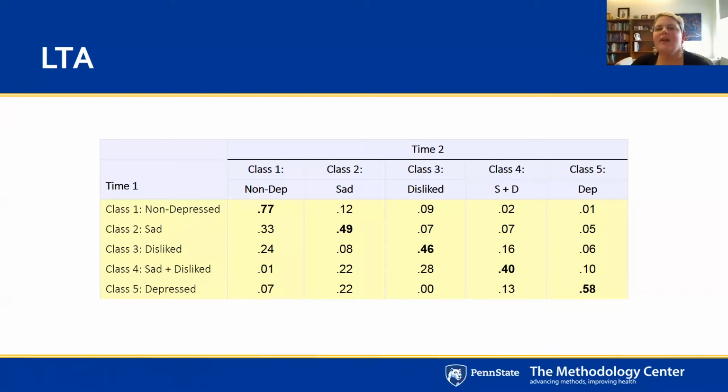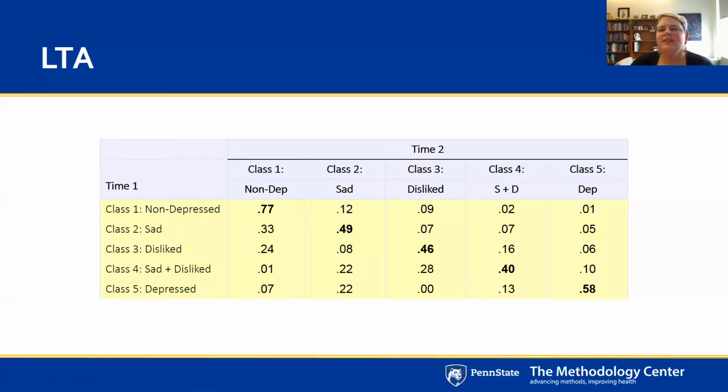In contrast, 46% of the people who reported feeling disliked at time 1 also reported feeling disliked at time 2. Let's see. For people who moved, perhaps we could look at the sadness row. Among people who reported being sad only at time 1, about 7% of them reported feeling disliked at time 2, and another 7% of them reported feeling both sad and disliked at time 2.